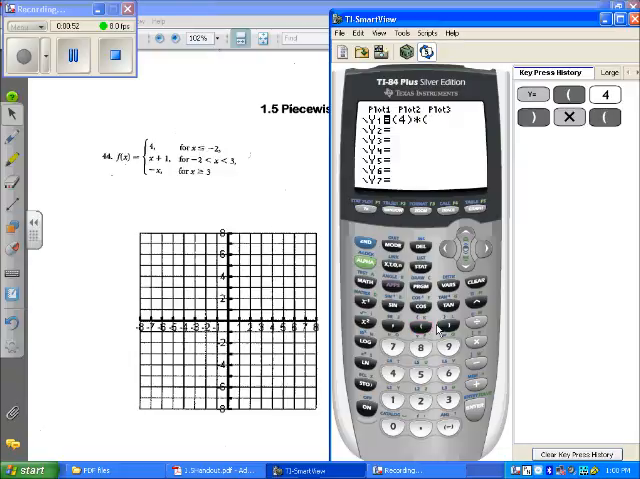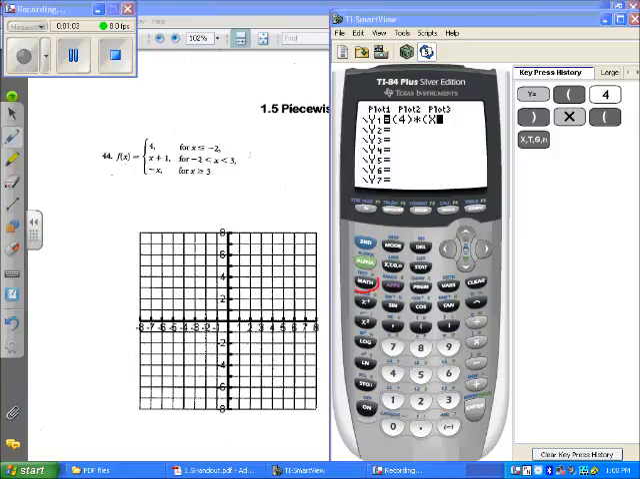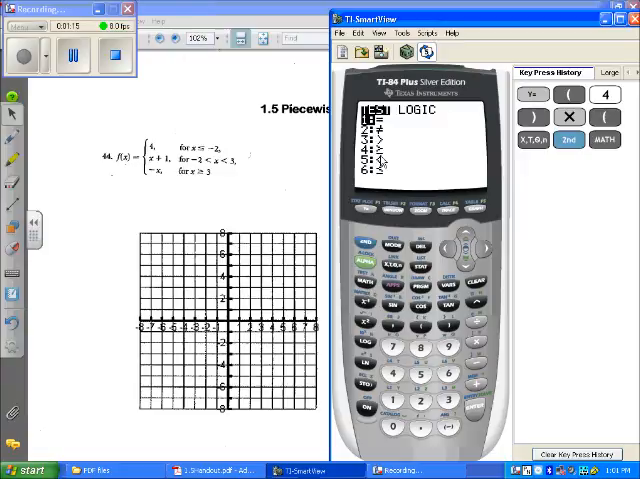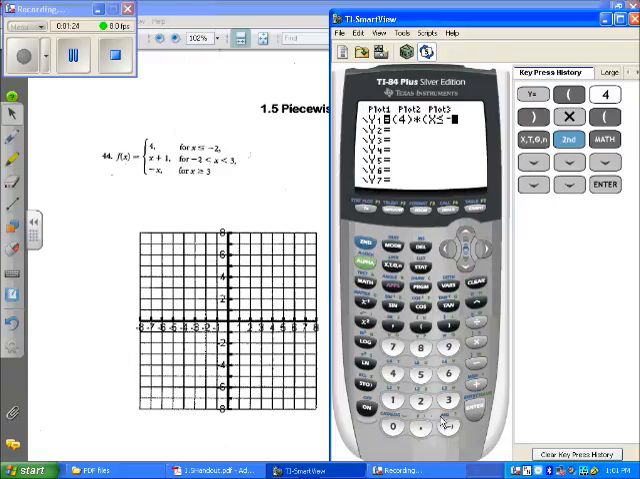The domain, again, was x is less than or equal to -2. So I'm going to actually put that in. I'm going to put an x. The way I get the inequality signs, those are located under this math test key. So I'm going to hit second, test, and then there's my inequality signs, less than or equal to, number 6, or I can just arrow down to it. Okay, that's the first part of the piecewise defined function, and then I have to separate each part by a plus sign, so plus. Now I'm going to go to the second part.